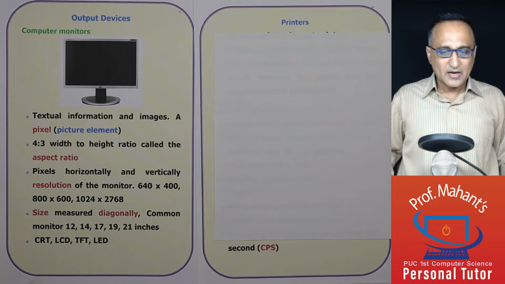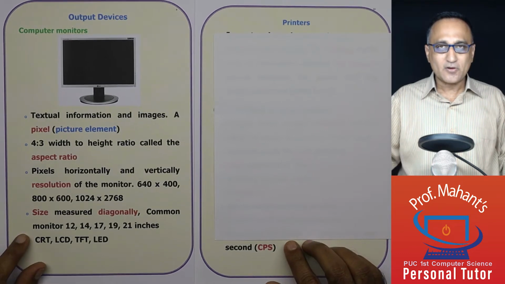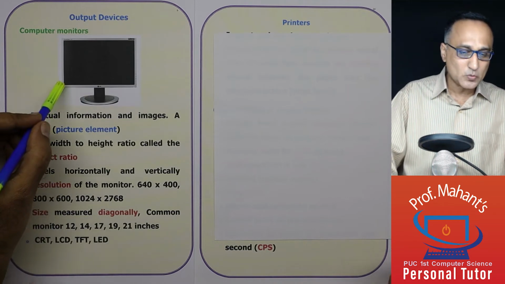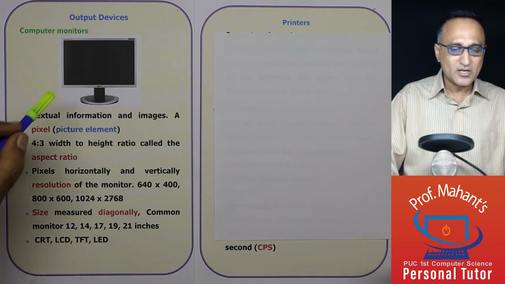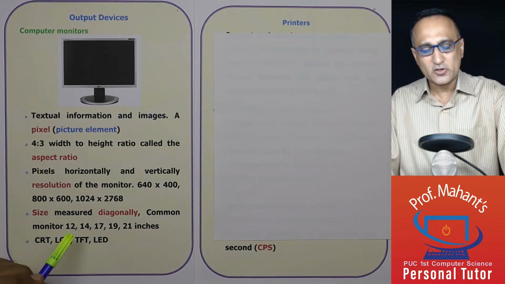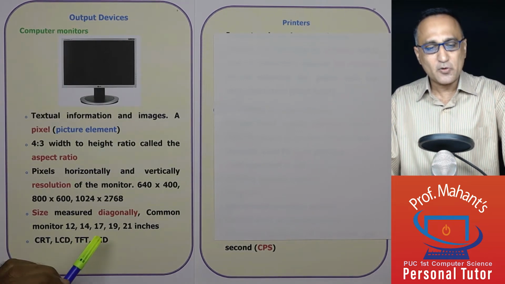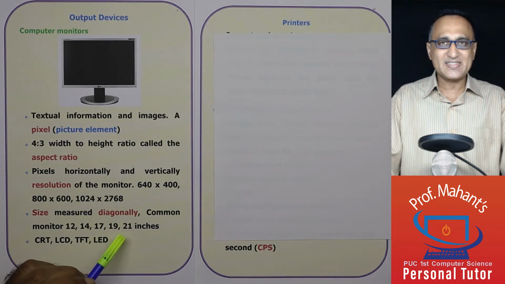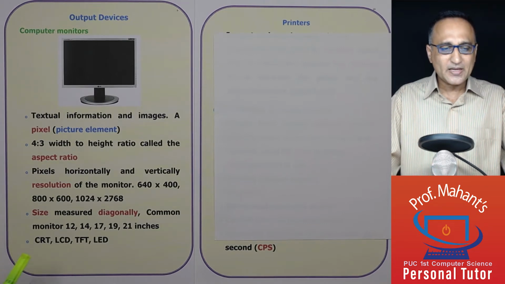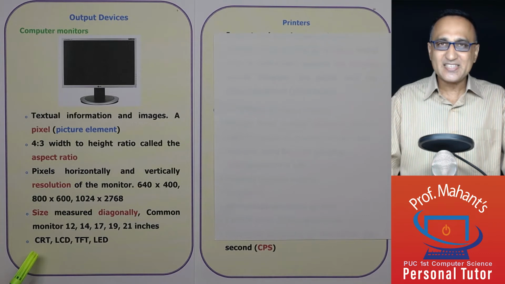Now, unlike a lot of other things, the measurement of a computer monitor or your television screen is quite unique. Okay, so here if you see, the size is measured diagonally. That means it is measured across like this. So when you measure a monitor across, common sizes are 12 inches, 14 inches, 17 inches, 19, 21, and even beyond that.